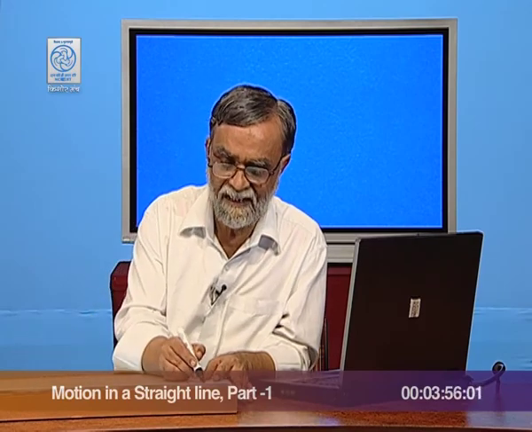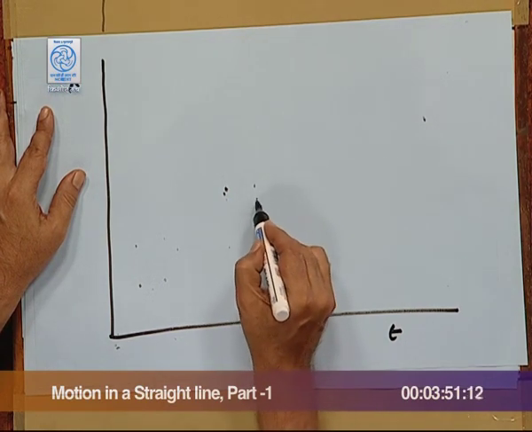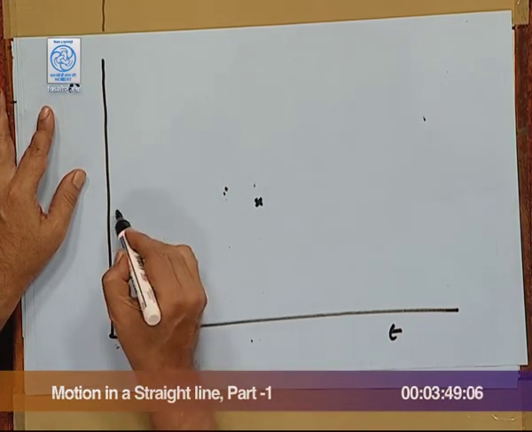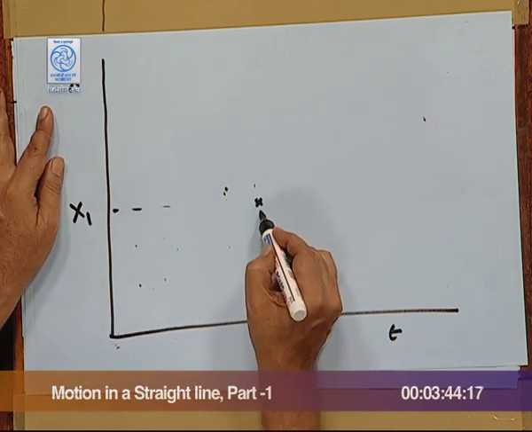Look at this position time graph again, x versus t. The object is at a point P at a certain instant, and let us indicate it as x1, the position coordinate at time t1.